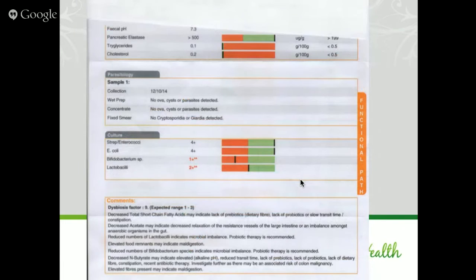As you can see in the comments section, it also mentions that there is a possible lack of prebiotics and/or slow transit time or constipation, which she does have. Her increased acetate may be indicative of decreased relaxation of the blood vessels in the large intestine, or an imbalance of anaerobic organisms in the gut. As you can see, there's a slight imbalance of those, but we don't have any bad bacteria in there. We need to make sure that she's got enough probiotics. Elevated food remnants may indicate maldigestion.